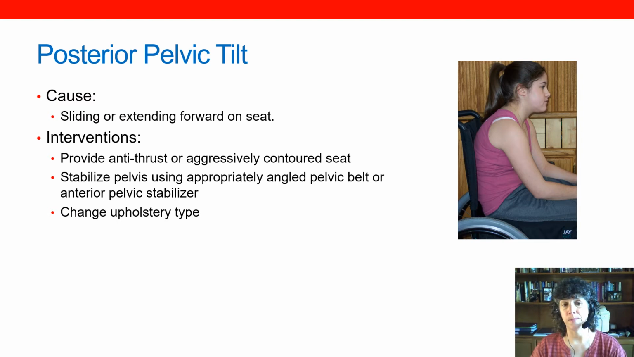So what do we do? Well, we can provide something called an anti-thrust seat or use an aggressively contoured seat in order to block the forward movement of the ischial tuberosities. We can stabilize the pelvis, usually in combination with this shaped seating surface, using an appropriately angled pelvic belt. We could even use a rigid anterior pelvic stabilizer. These aren't as common as they once were. Sometimes simply changing the upholstery can help so that it's not as slippery for this individual.